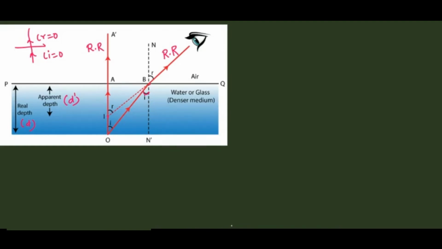Clear? If we extend these two rays backwards, they meet at this point. So here, this is the virtual image of the real object, as seen by an observer in the rarer medium. The depth AO is called the real depth, and the depth AI is called the apparent depth. Clearly, the apparent depth AI is smaller than the real depth. Clear, my dear children? Any doubts?